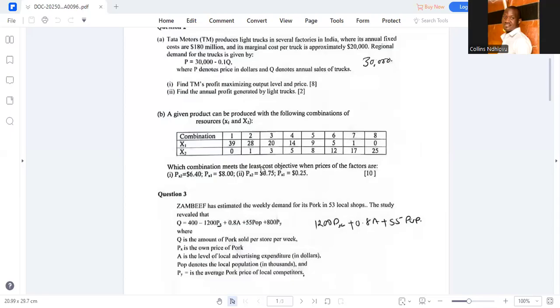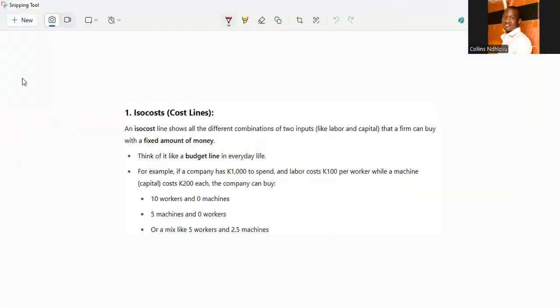Welcome to our session. We'll look at the concept of the least cost and isocosts. So what are isocosts? Isocosts are lines that show different combinations of inputs, like labor and capital, that a firm can buy with a fixed amount. It's like a budget. So they are lines that show combinations of inputs for which you can buy an item given a fixed amount.